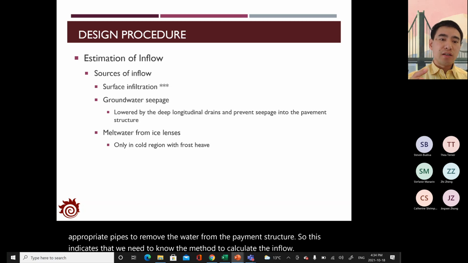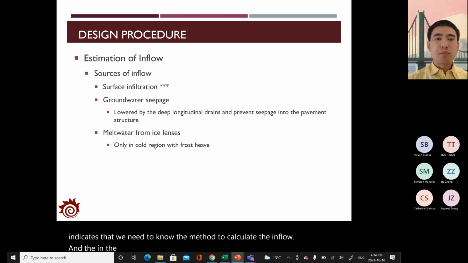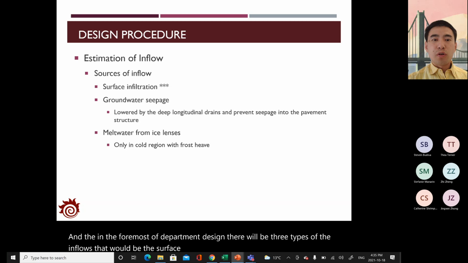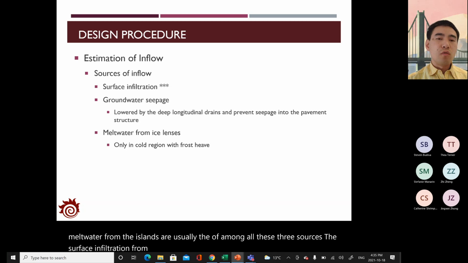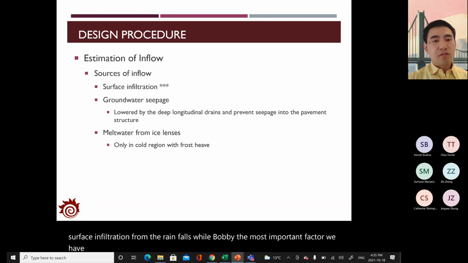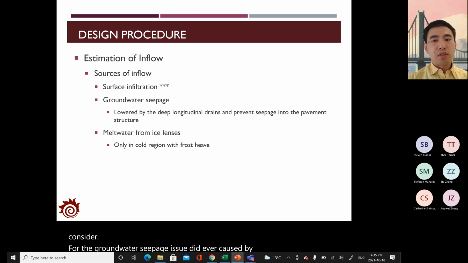And actually, for most of the pavement design, there will be three types of inflows. That will be the surface infiltration, the groundwater seepage, and the meltwater from the ice lenses. Usually, among all these three sources, the surface infiltration from the rainfalls will be the most important factor we have to consider. For the groundwater seepage, usually that was caused by the low water table during the construction.